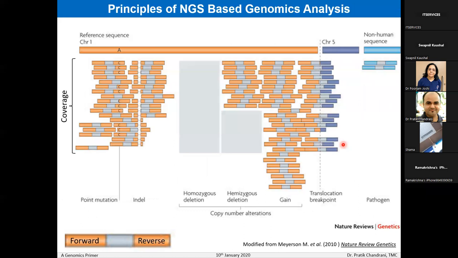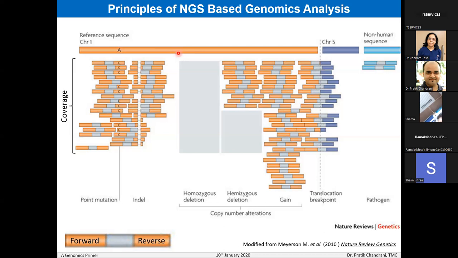So after looking at four different types of alterations, let me show you how we identify all of these alterations from a typical sequencing experiment. So we start with a reference sequence. The human genome has been sequenced over the past 15 years, and this sequence is universally released by a consortium called the Genome Reference Consortium, GRC, and they keep revising this genome sequence. So at present the latest genome sequence version is 38.